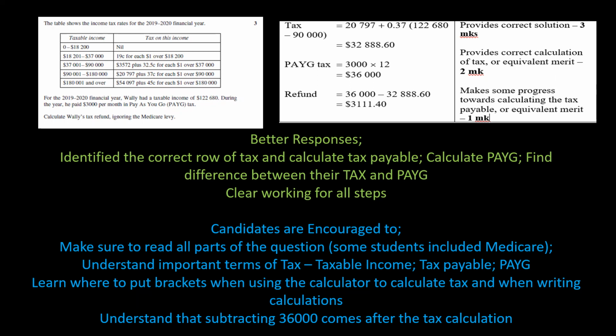Learn where to put brackets when using the calculator to calculate tax and when writing calculations. We saw a lot of kids have the brackets in the wrong spot, type that into the calculator, and then obviously calculate an incorrect answer. And lastly, and this happened lots and lots of times, understand that subtracting 36,000 comes after calculating the tax. They'd get the tax payable, subtract the PAYG straight away, which is $36,000, and then go from there, which obviously wouldn't equate to a correct result.